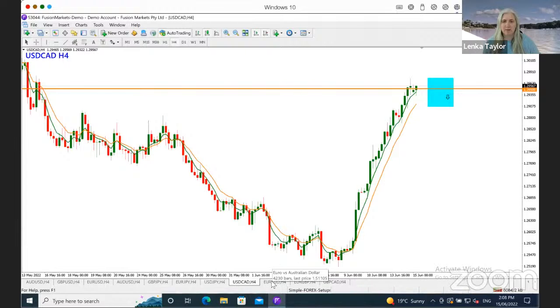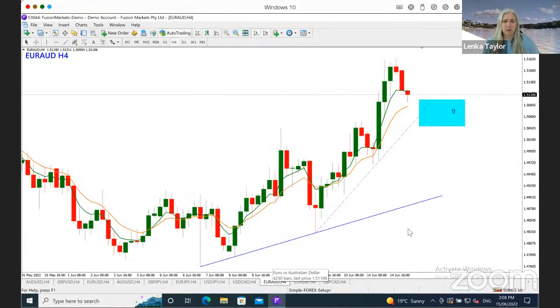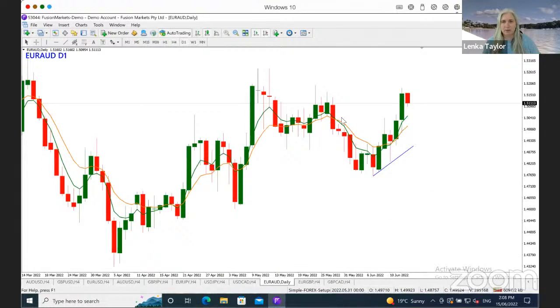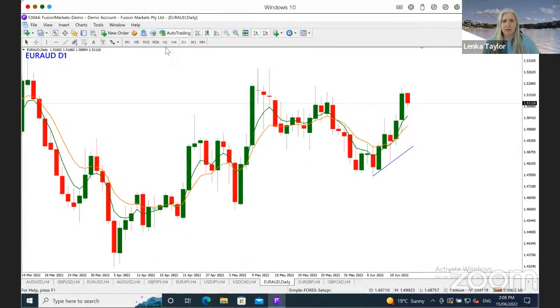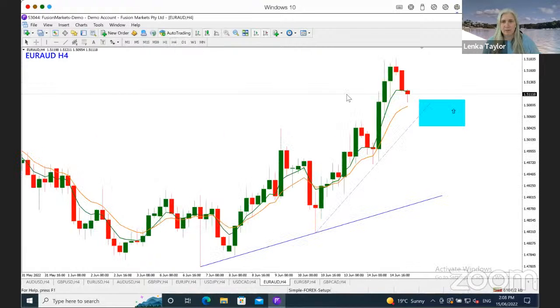The next currency pair I'm looking at is EURAUD, and on EURAUD, I'm looking for long opportunities. So we have again crossed up. We are close to the previous highs, so I'm a little bit reluctant to go long on it.